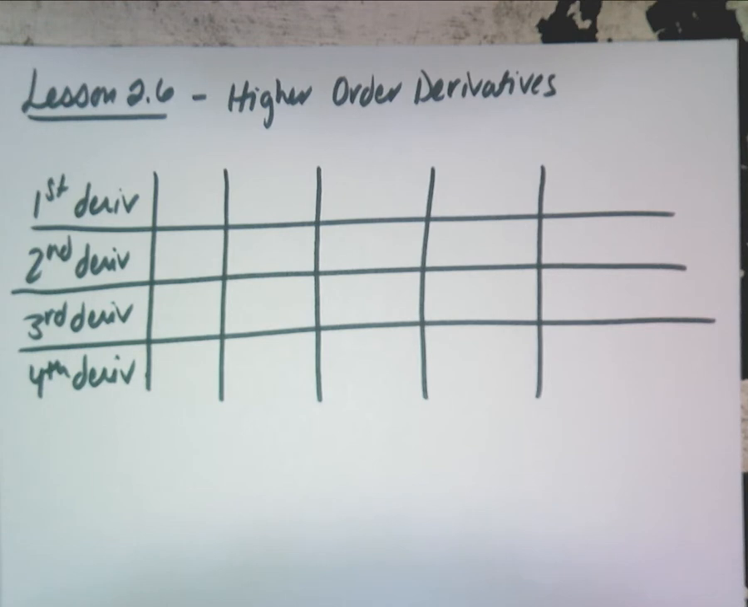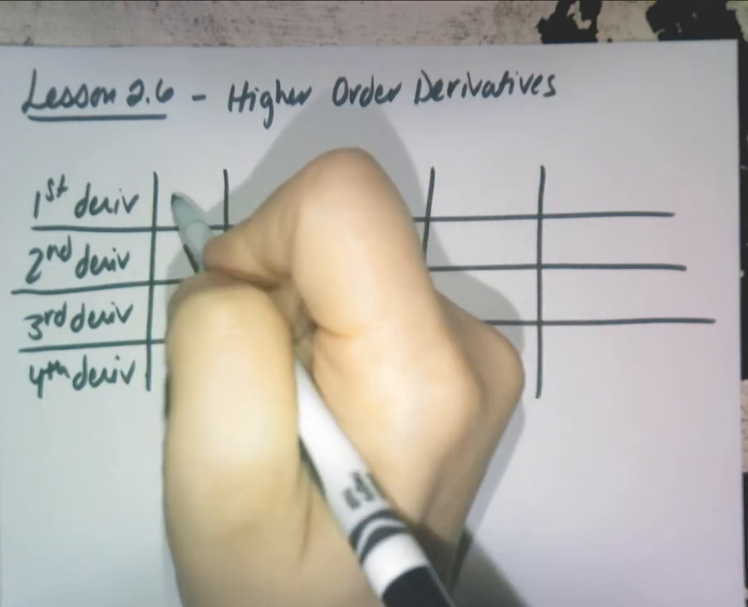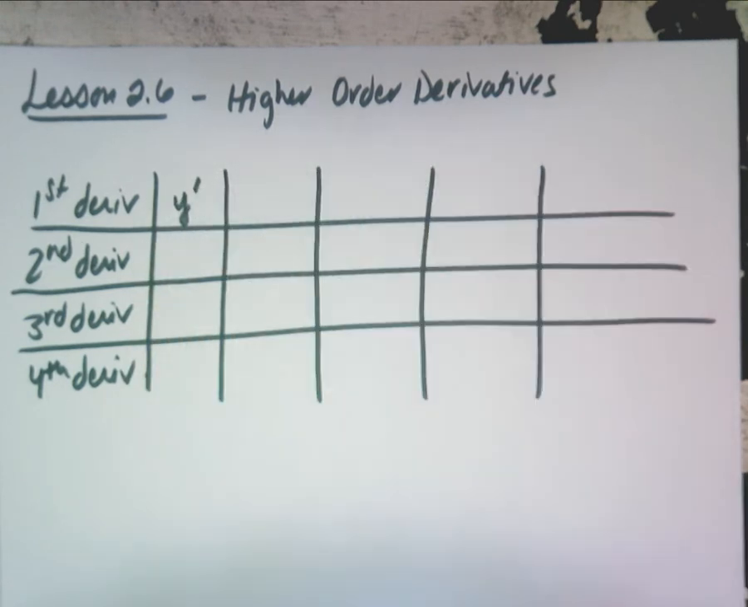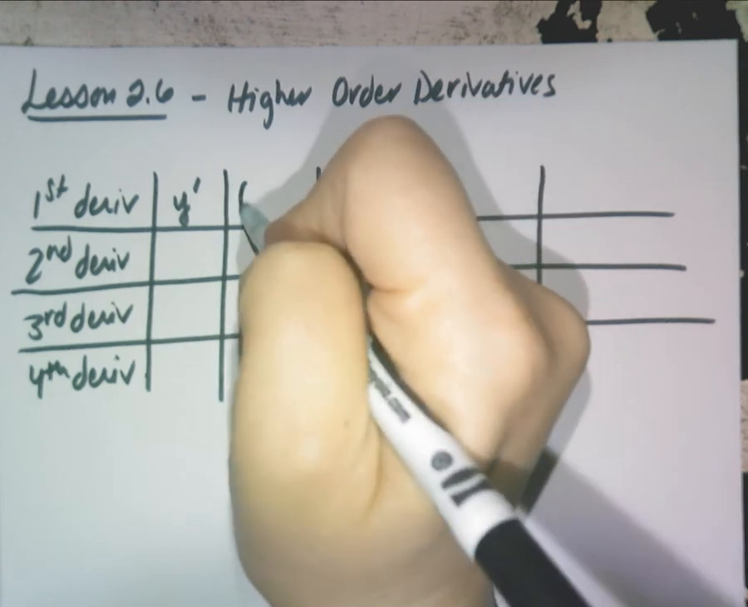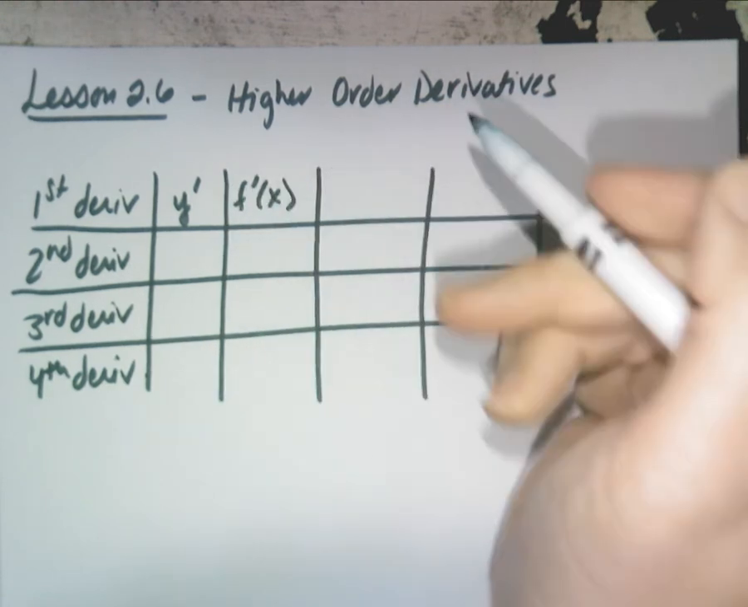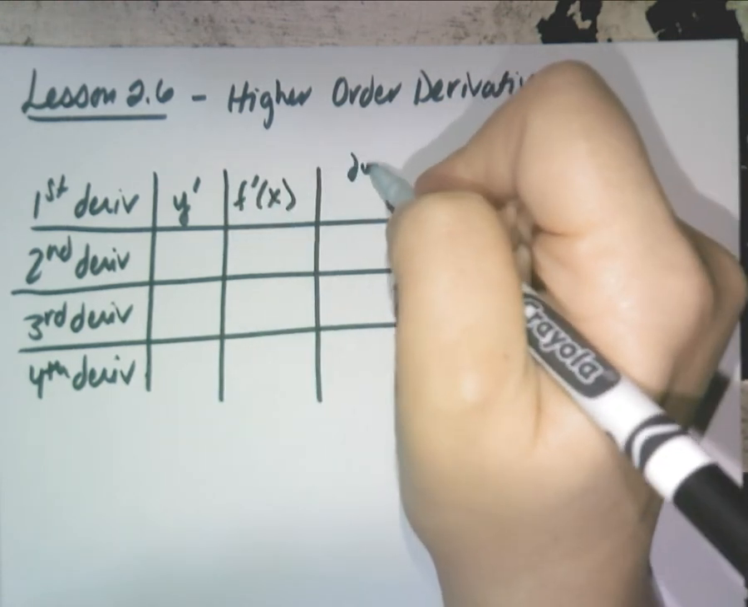All right. So if you can make this chart for me: first derivative, second derivative, because we're just going to go over notation right now, just so you understand notation. So the first derivative notation, you can either write it as y prime, which we've done before, or f prime of x.